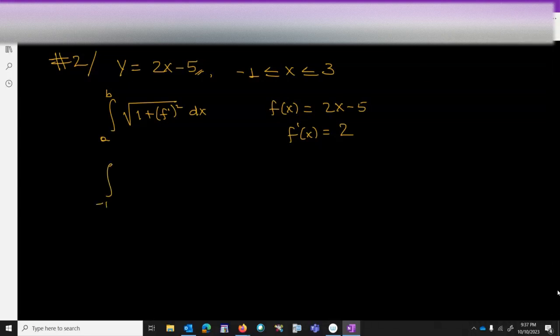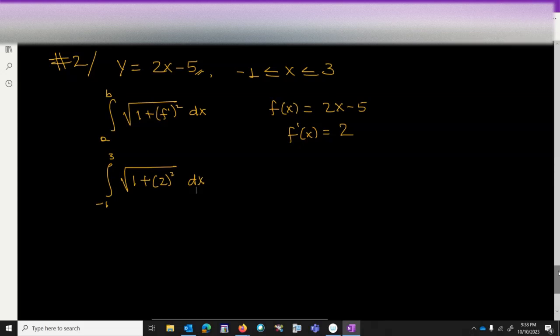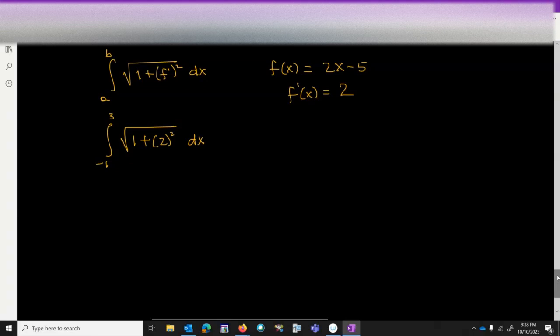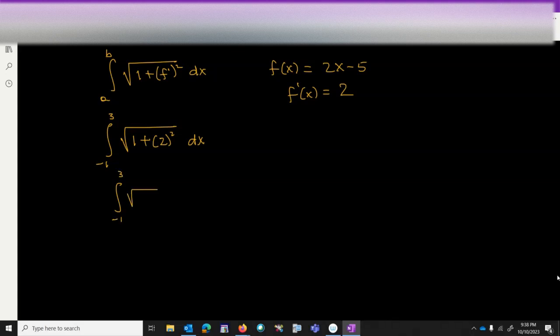My limit is from -1 to 3, under the square root of 1 plus the derivative, which is 2, squared, dx. I plug in the 2, and everything is in place now. Now this is going to be the integral from -1 to 3 of the square root of 5 dx. So this can be further simplified as follows.